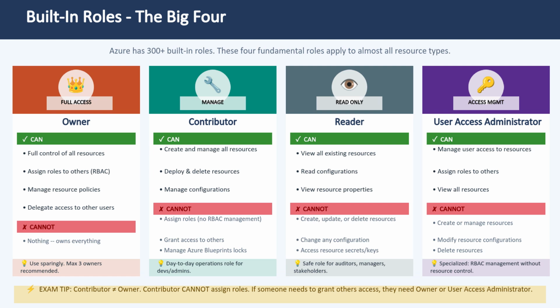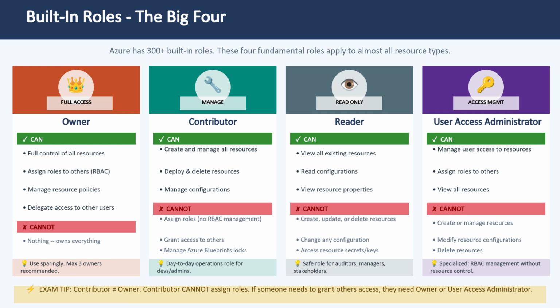Let us now check built-in roles, the big four. Azure has over 300 built-in roles, but four are foundational and appear in virtually every exam scenario. These are: owner. This is the most powerful role. It can do everything: create, delete, manage resources, and assign roles to other users. Best practice: only 2 to 4 people should be owners at subscription level.